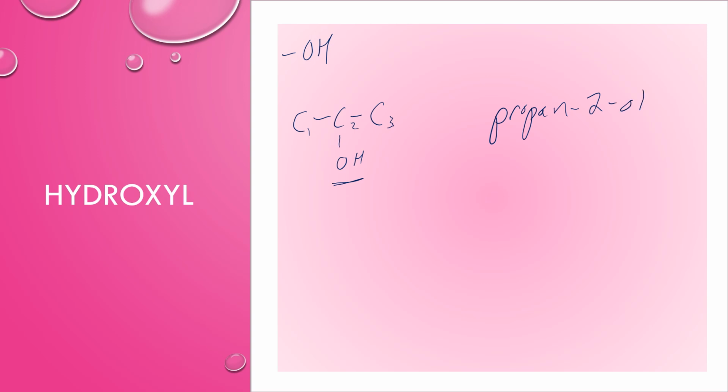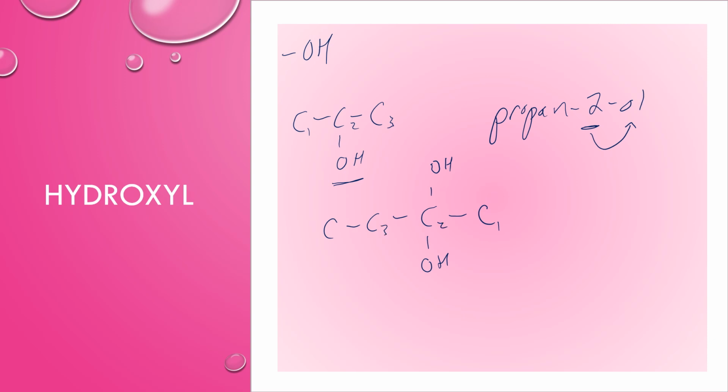I know it's kind of weird putting a number in the middle of a name, but the 2 tells us where the alcohol group is. Just like in our previous examples, we put the number right in front of the thing that we were numbering. Let me give you another example. If I have one like this, you always number the carbons from the closest to the substituents.